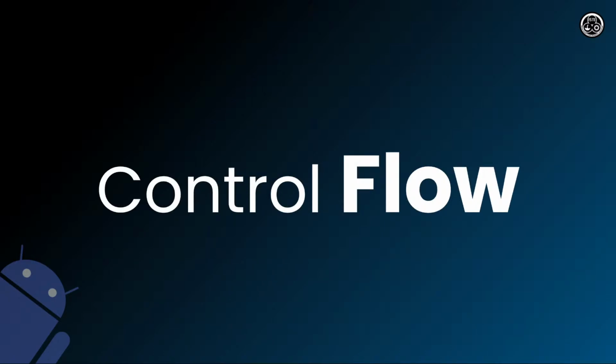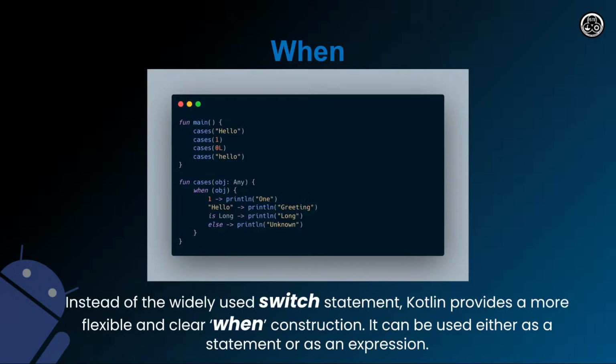Now by this we come to the end of the basics of Kotlin. Now we'll move ahead with the control flow in Kotlin. So first one is when. When defines a conditional expression with multiple branches. It is similar to the switch statement in Java. When matches its argument against all the branches sequentially until some branch condition is satisfied. Let's see this with an example.